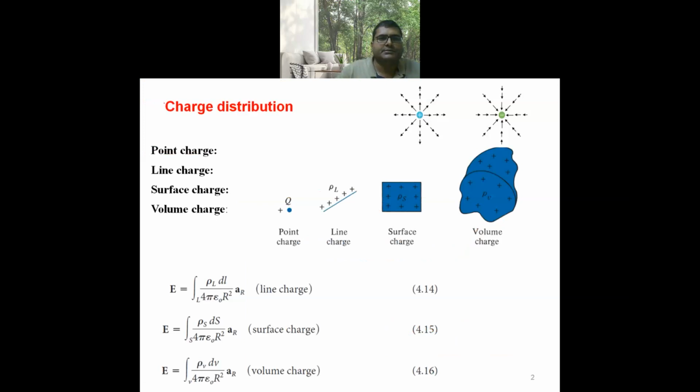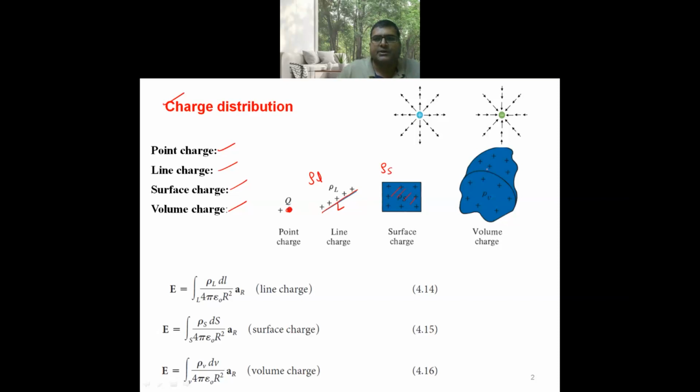Charge distribution. The charge can be distributed in terms of point charge, line charge, surface charge, or volume charge. In the case of point charge, the total charge is situated at a point. In case of line charge, the total charge is uniformly distributed over a line of length L with line charge density rho L. In case of surface charge, it is uniformly distributed over a surface with surface charge density rho S.